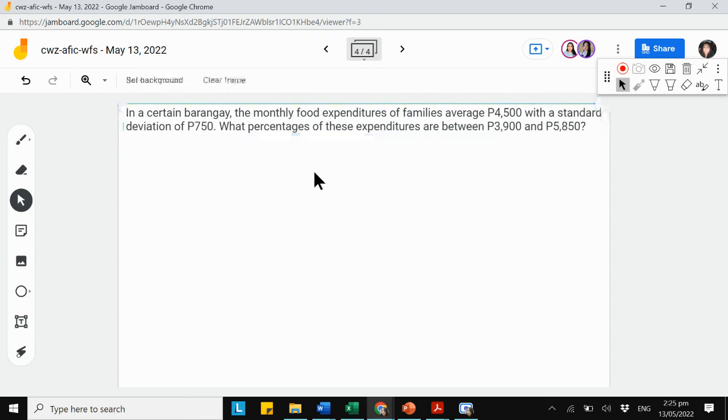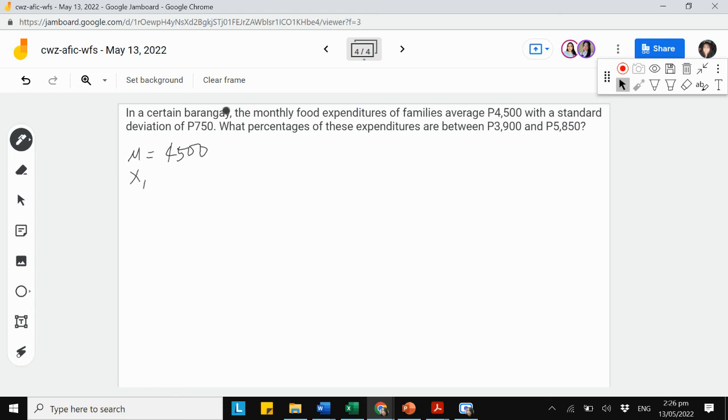Okay. In a certain barangay, the monthly food expenditure of a family averages 4,500. So again, sulat yun na kaagad. So this is average, so that is the mean. So the mean is 4,500 pesos. And then, yung scores nyo, dalawa.